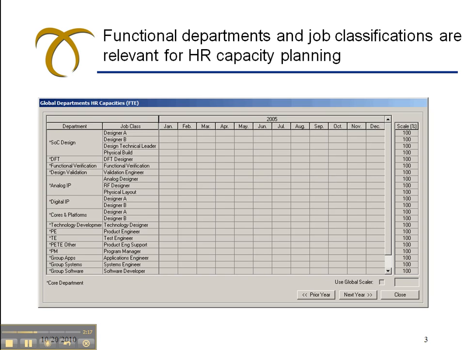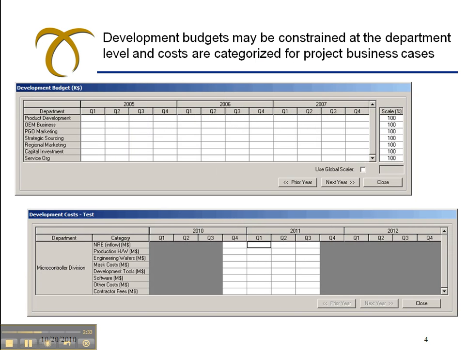In terms of human resources, we're going to want to break down our resource base into some number of functional area departments, and within those departments, some amount of granularity of skill sets or job classifications. Likewise, on the development cost and budget side, we're going to want to have some degree of specificity on budgets, usually by some number of departments in the organization. And then on the project cost side, we're going to want to have at least the predominant line items of key development expenses to build up the cost side of our project business cases.